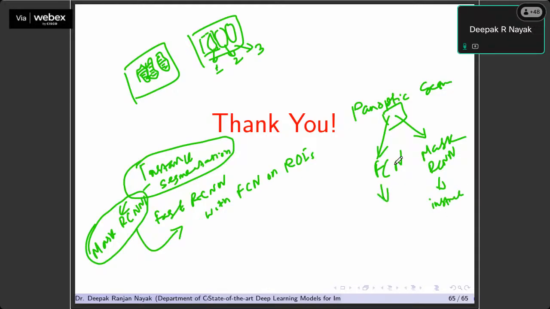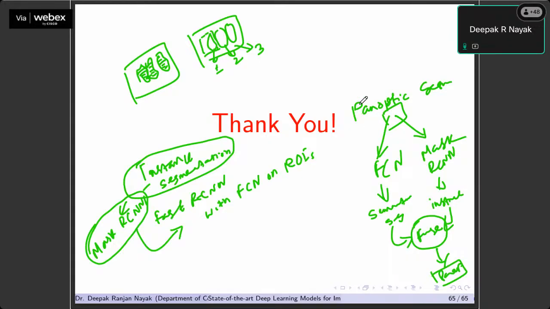FCN you can apply over the image to get semantic segmentation. Just fuse the results of the semantic segmentation and the instance segmentation, which we have obtained from Mask RCNN and FCN, to get the output of the panoptic segmentation. I hope you got my point.